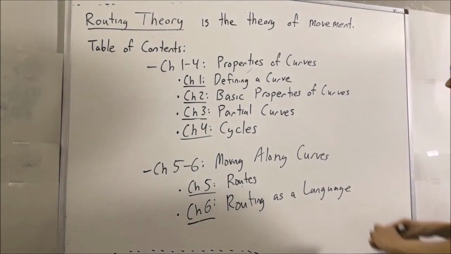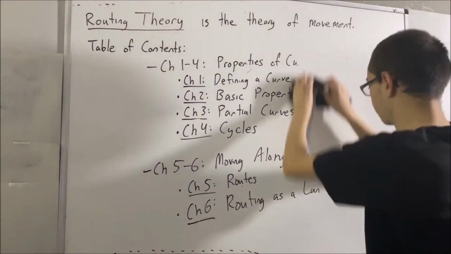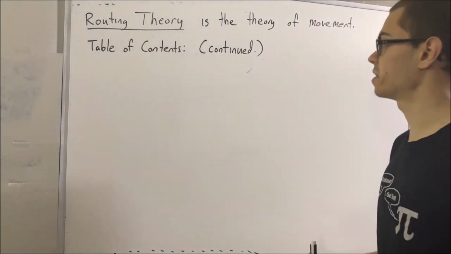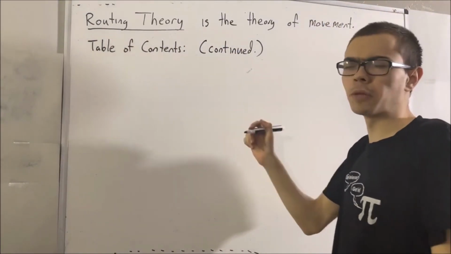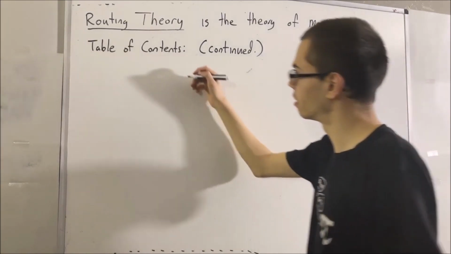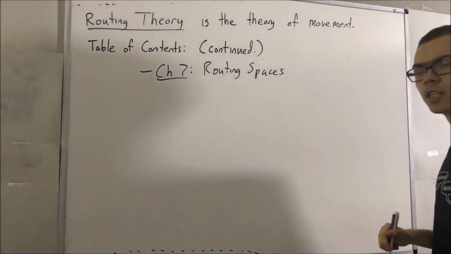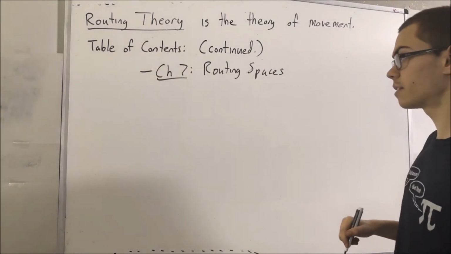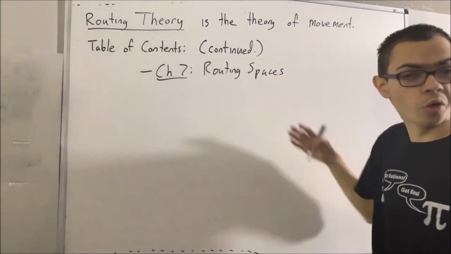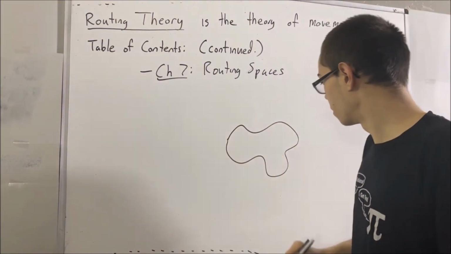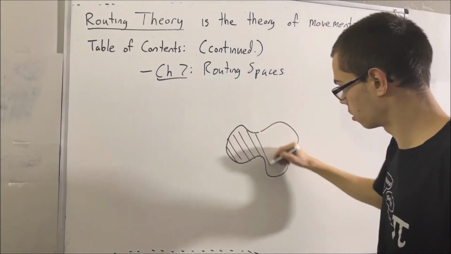As for chapters 7 and 8, let me move back up to the top. All right, table of contents continued. Chapter 7 is all about rooting spaces. What's a rooting space? A rooting space is a space where a rooter can move around it, right? So for instance, this could be a rooting space.